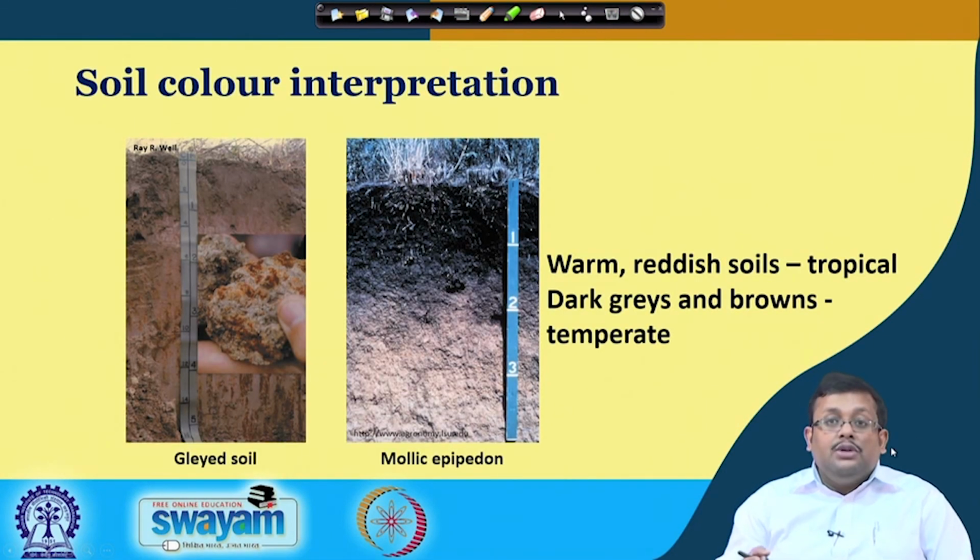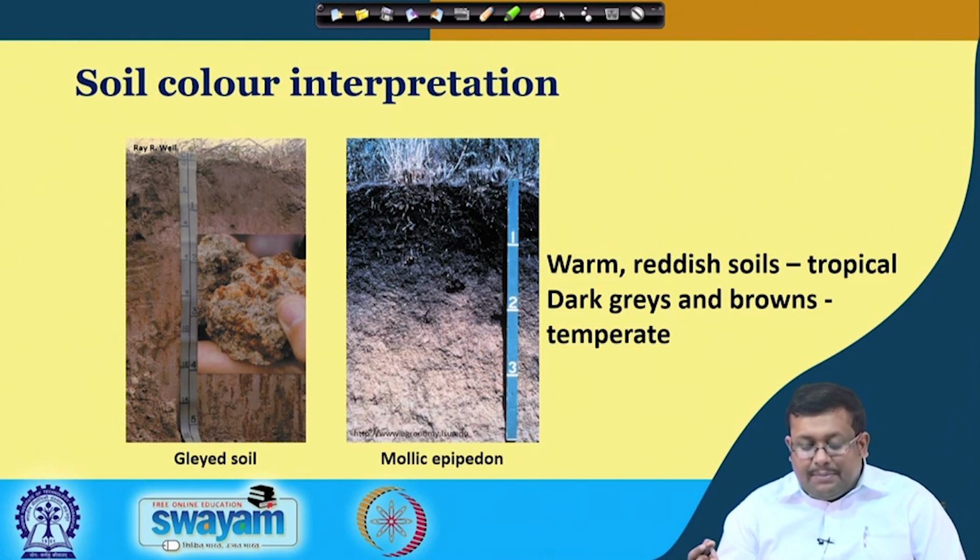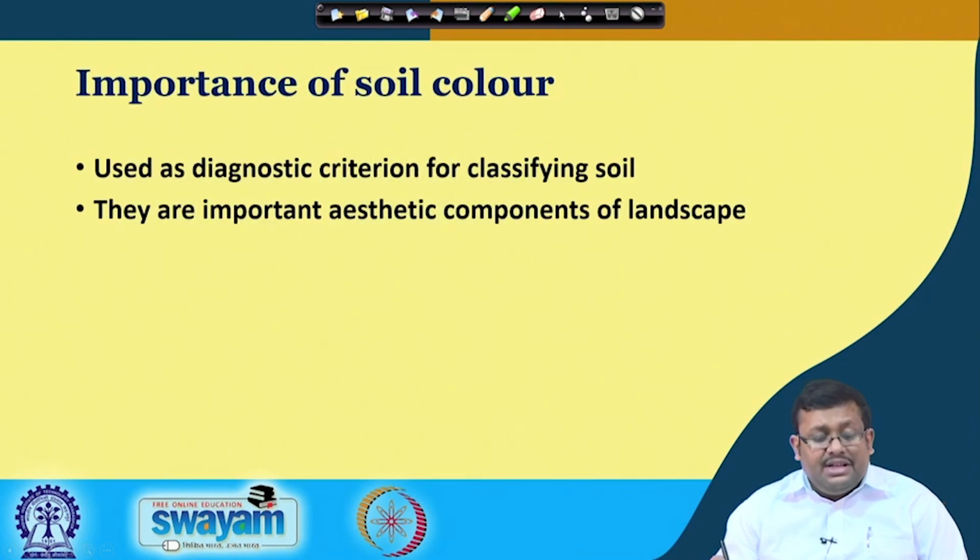You can see there are two different types of soil, one is gleyed soil and the other is mollic epipedon. Gleyed soil is showing waterlogged soils, with different colors, and mollic epipedons are very dark in color, and obviously the presence of high organic matter has a great impact on their color. In the case of warm, reddish, tropical soils, dark grays and browns, the soils show different types of soil color based on different climatic conditions.